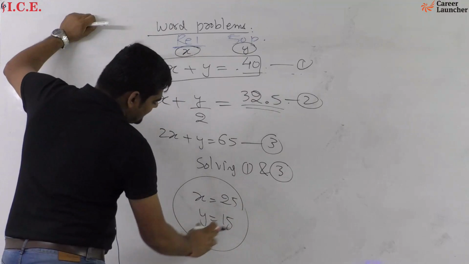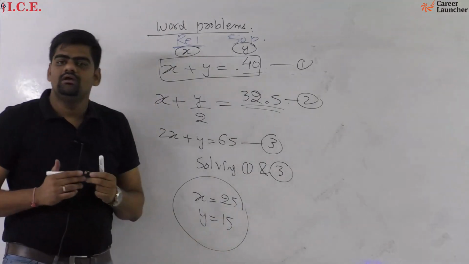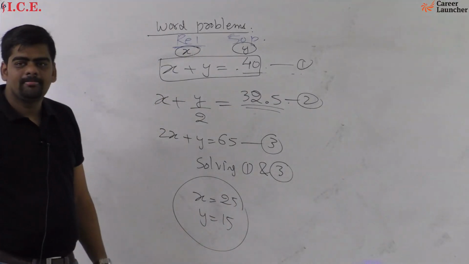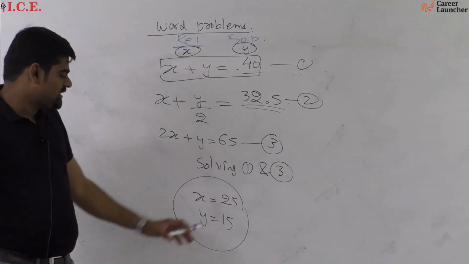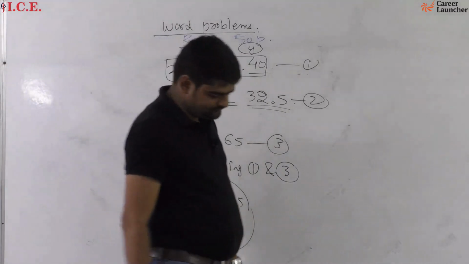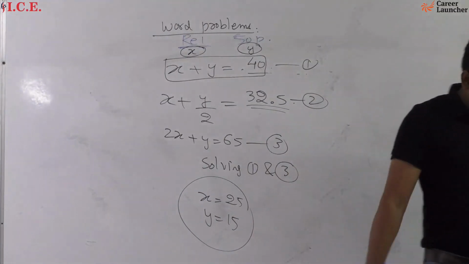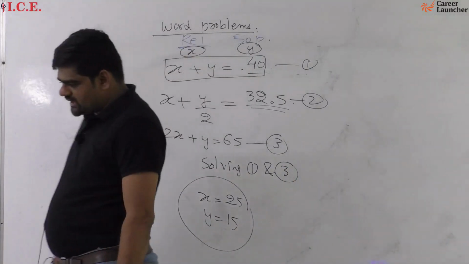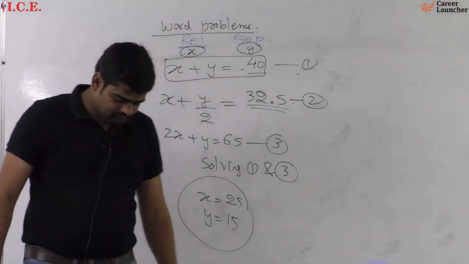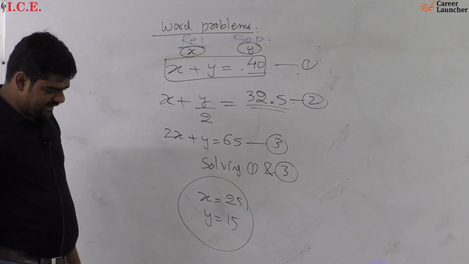So is he asking the value of x or y? He is asking the value of y. He is asking the number of 50 paisa coins. So the answer is 50. Clear? Okay. Quickly note down if you have not, and try the next question. Write down.